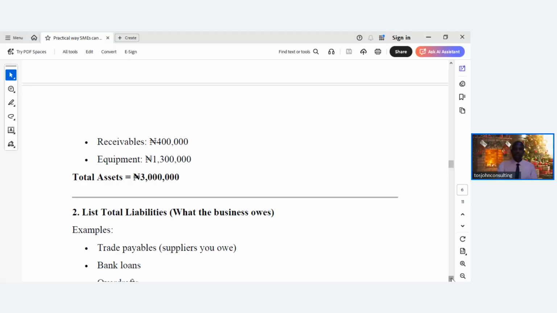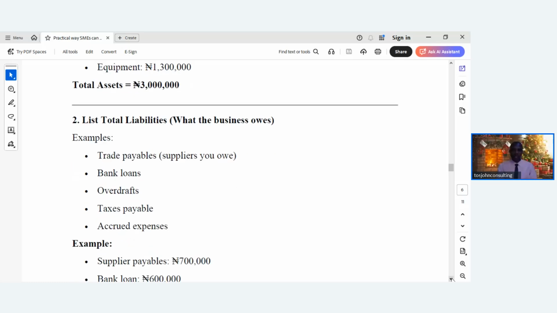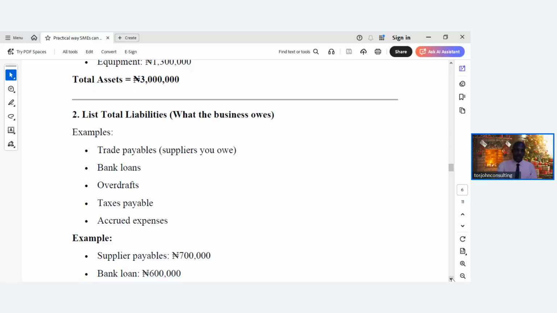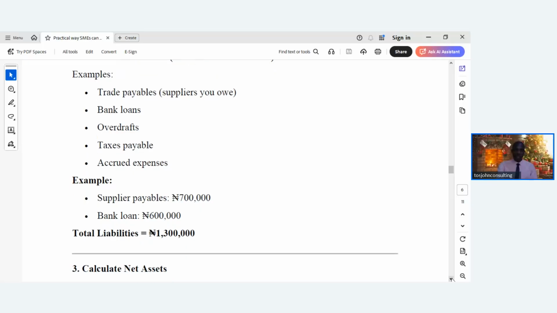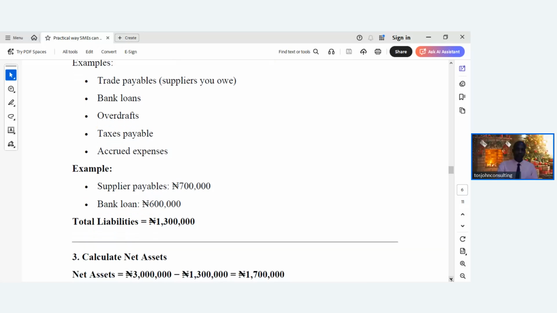Then you come to your liabilities, what the business is owing. You have your list of liabilities: trade payables, suppliers you owe, your bank loans, your overdrafts, your taxes payable, your accrued expenses. You list, for example, the figures against each of the liabilities, like suppliers payable, 700K, your bank loan, 600K. The total is 1.3M.